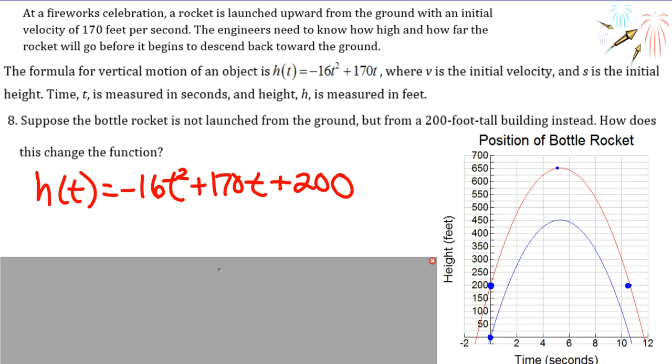Now notice by shifting it up 200 feet, it also prolongs how long the rocket is in the air, because we said it landed here at 10.625. Notice how it prolongs the flight to just short of 12 seconds. And again, we could calculate that by doing the intersection of our second function of 0 with our current model to see how that happens. But again, the big idea is shifting everything up 200 units, and by doing so, it will prolong the flight of our bottle rocket.